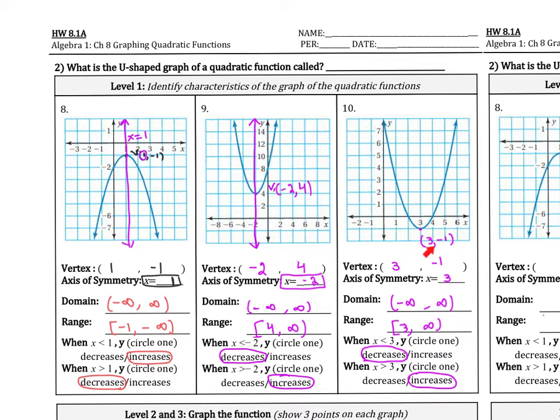For number 10, vertex is 3 comma negative 1. Axis of symmetry is x equals 3. Domain is always negative infinity comma positive infinity, and the range is starting from 3 and going up and up and up, so 3 to infinity. Less than 3 means the left side, the graph decreases. Greater than 3 means the right side, the graph increases.